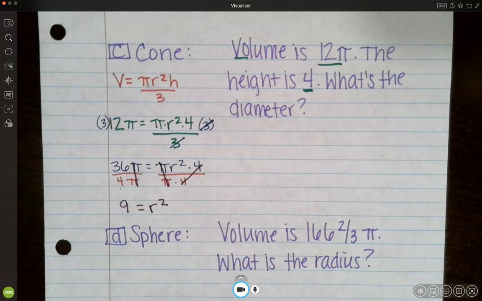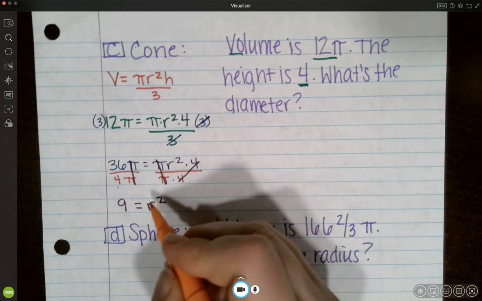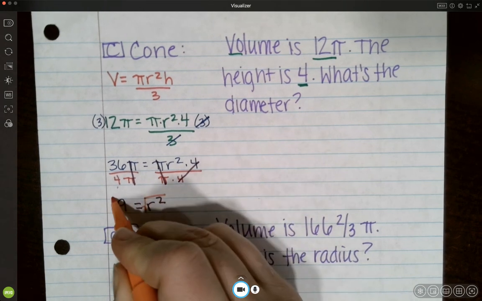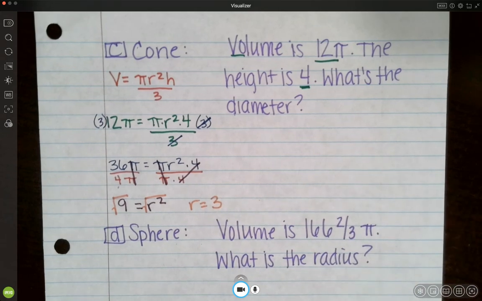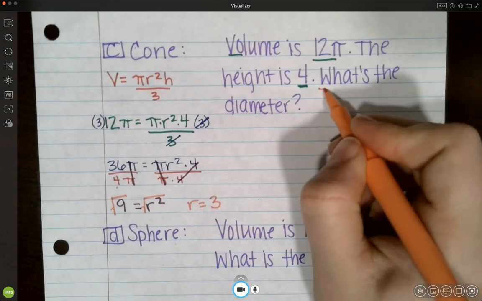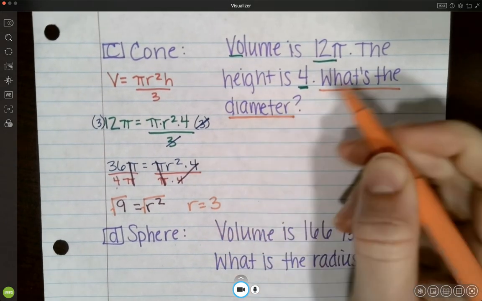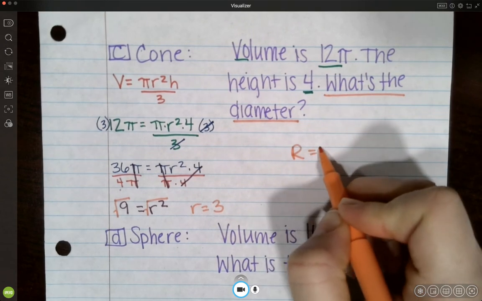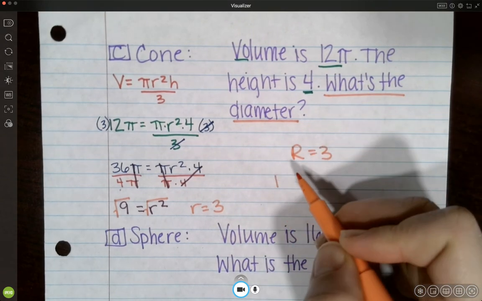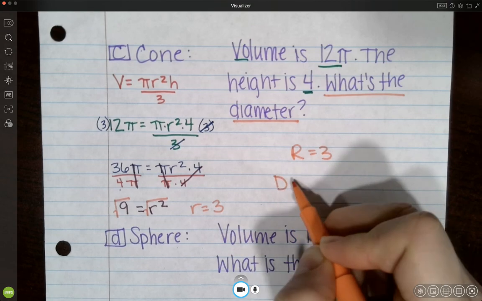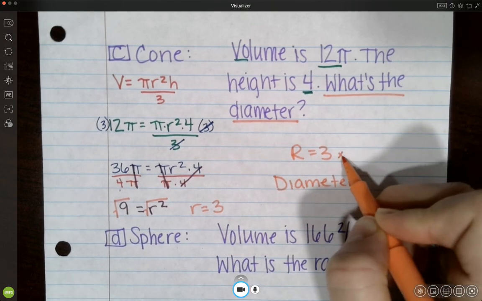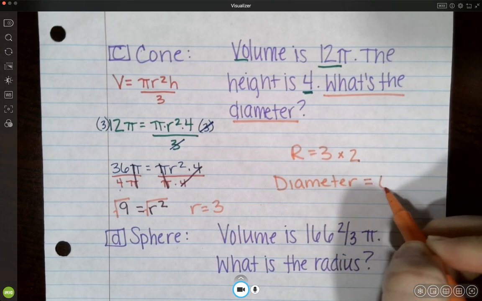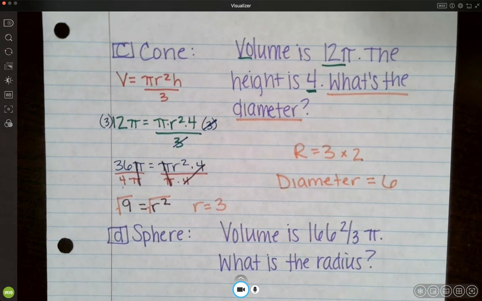And so remember, we need to undo squaring. So to undo something that is squared, we do the square root. So that means my radius would equal 3. Now, notice the question is, what is the diameter? So if the radius equals 3, that means the diameter has to be 2 times this radius, which means the diameter has to be 6.